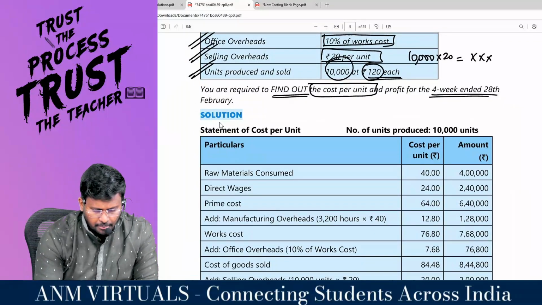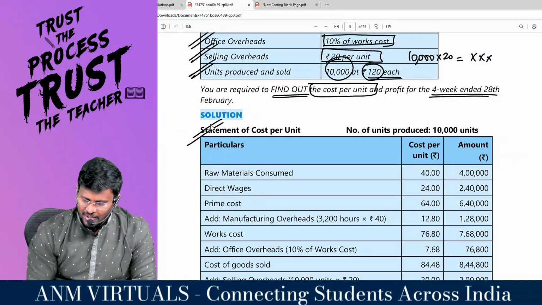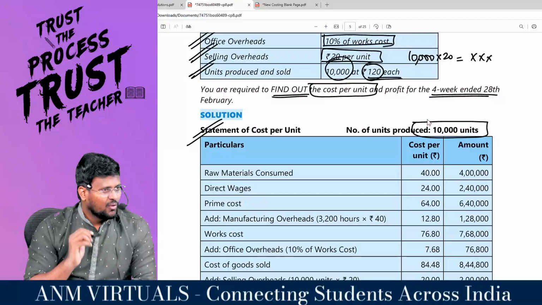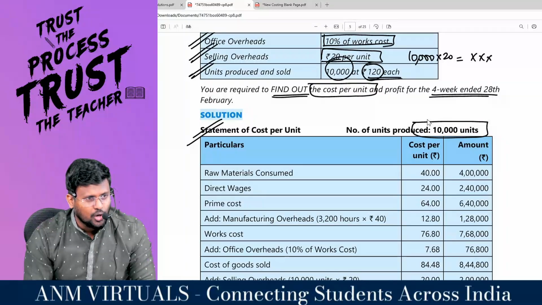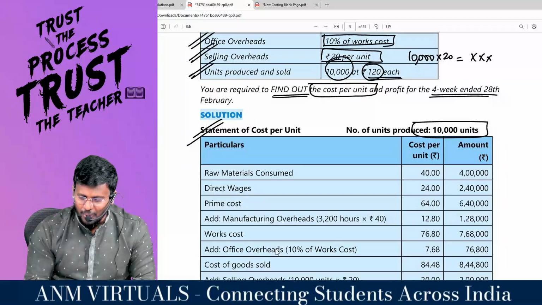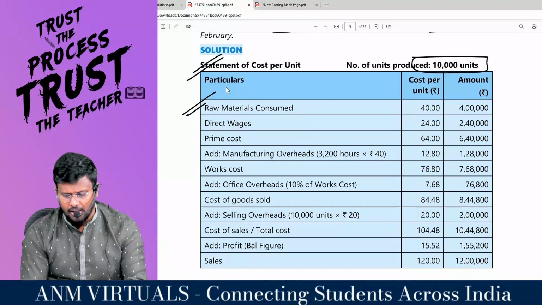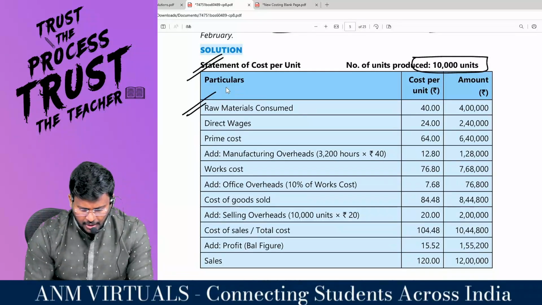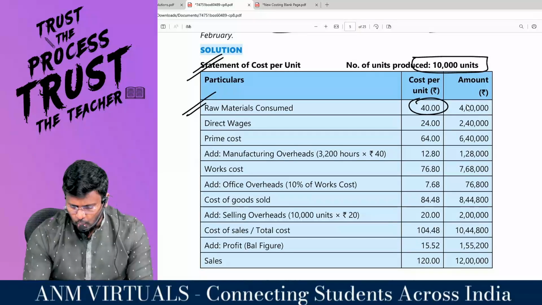Sir, statement of cost per unit. Number of units produced is equal to 10,000 units. When we write the cost sheet, we do two things. Now I am following it. Raw material consumed: what is the total raw material consumed? 4 lakhs. For how many units? That means 40 per unit is the raw material. The total amount comes to 4 lakh.